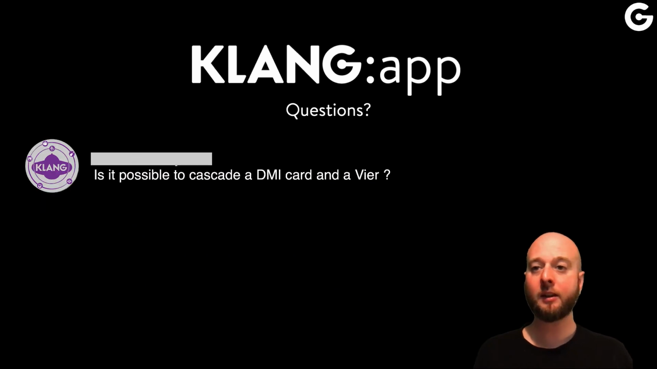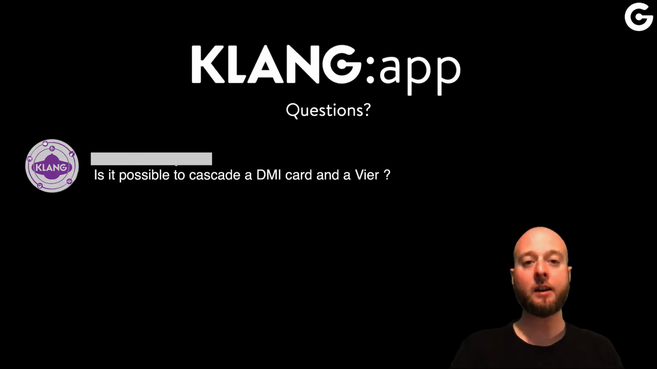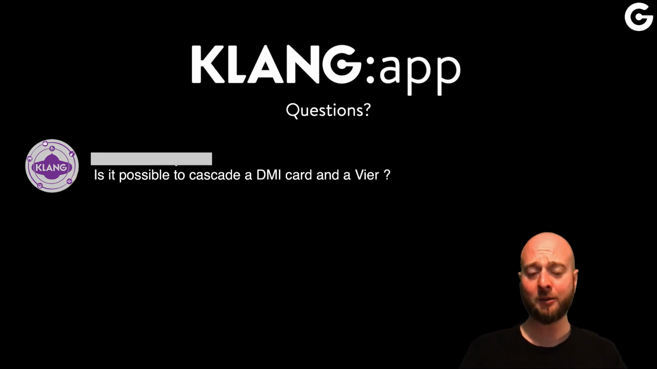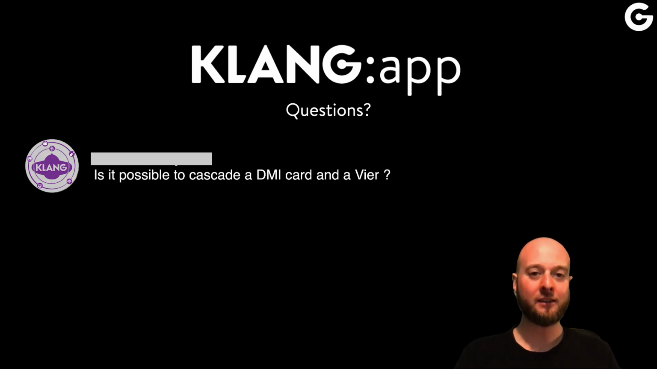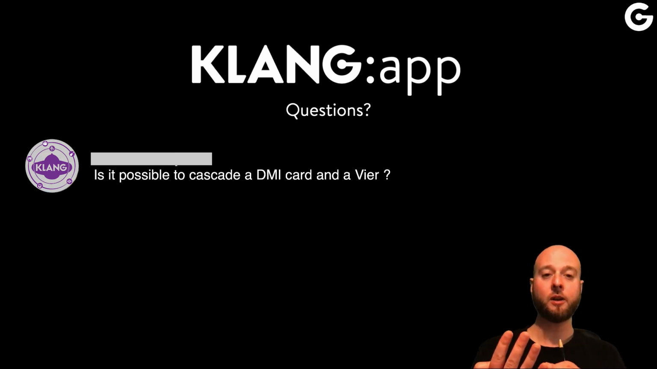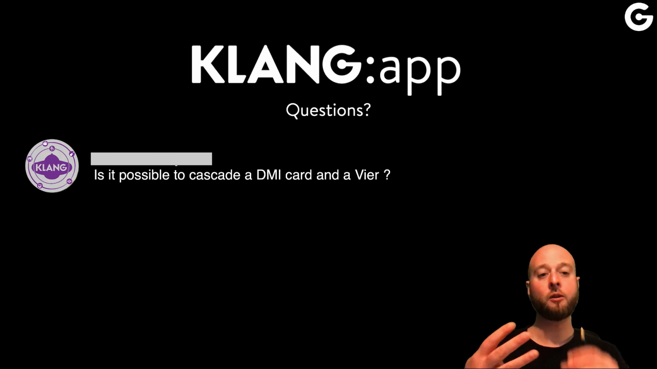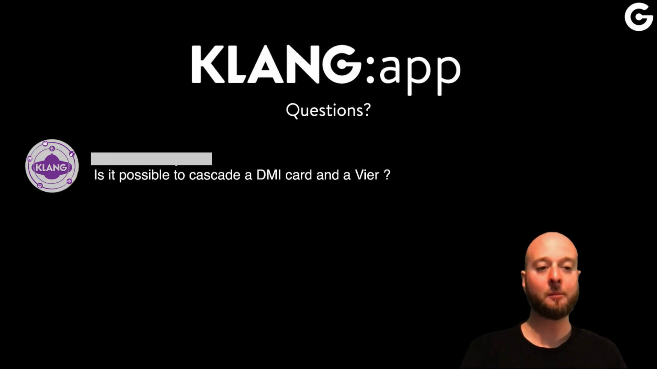Cameron is asking, is it possible to cascade a DMI card and a Vier? Unfortunately not. The DMI is not set up to work with a cascade. And it's pretty powerful already. I mean, it gives you 64 inputs with 16 mixes. You cannot cascade DMI. You can, however, cascade Fabric and Vier. So Fabrics can be cascaded together, Viers can be cascaded together, or a mix of both of them. But DMI, that's not possible.